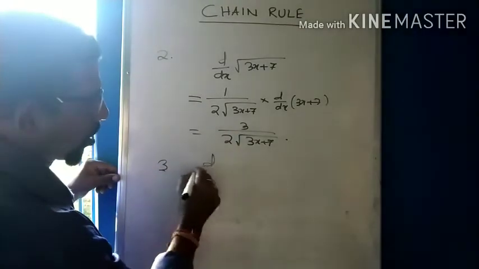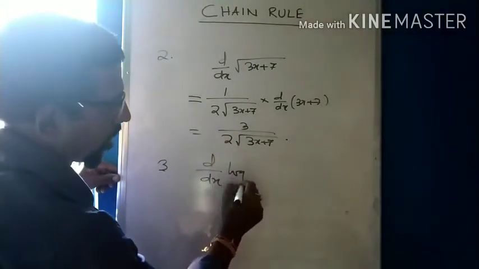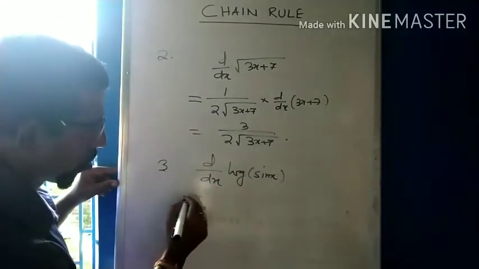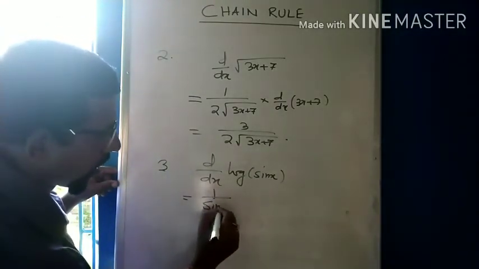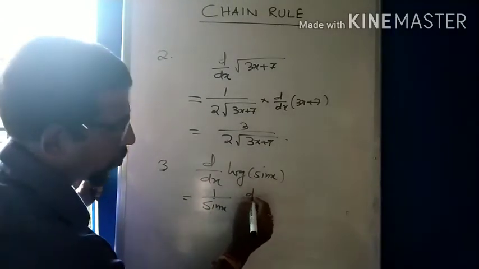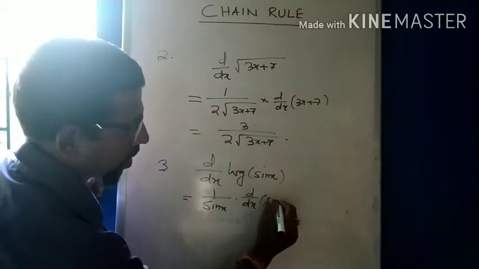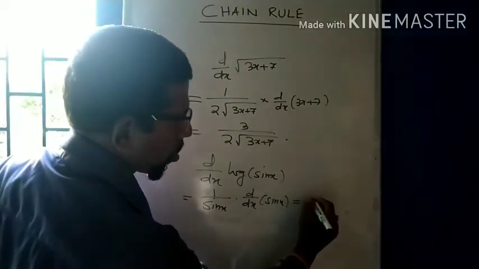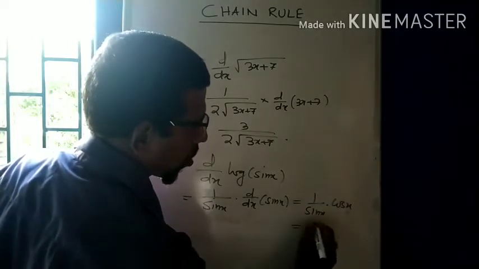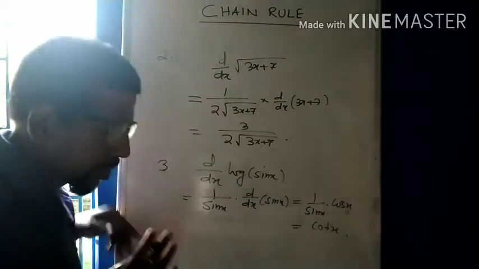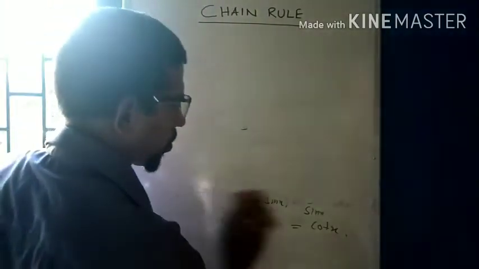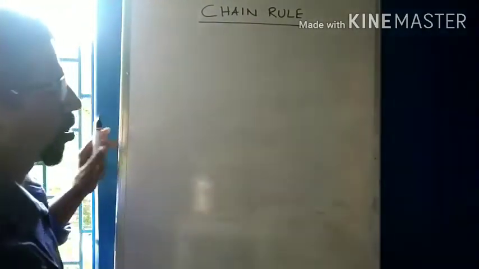Similarly, if we differentiate log of sin x, log x gives 1 by x, so log of sin x will be 1 by sin x into the differentiation of sin x. We have to differentiate sin x again, which is cos x, so 1 by sin x into cos x, which is cot x. Similarly, we can differentiate many more functions which will be in the chain rule.